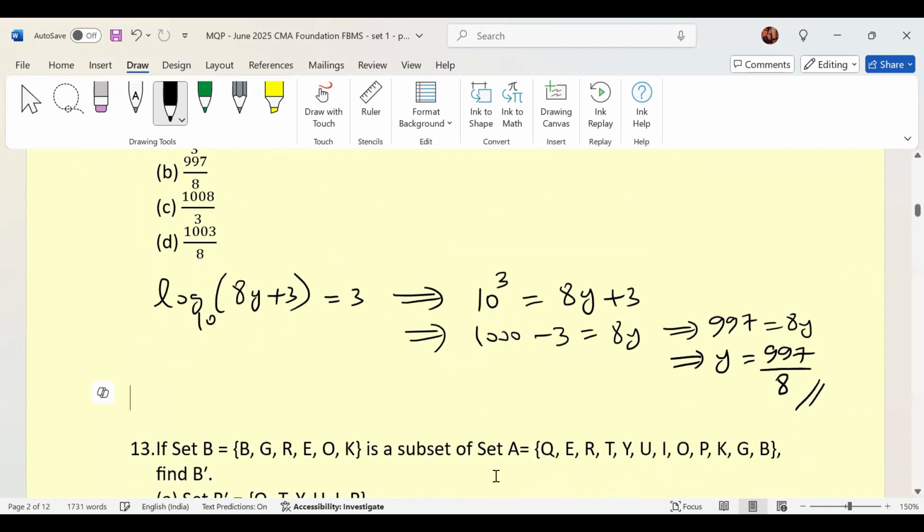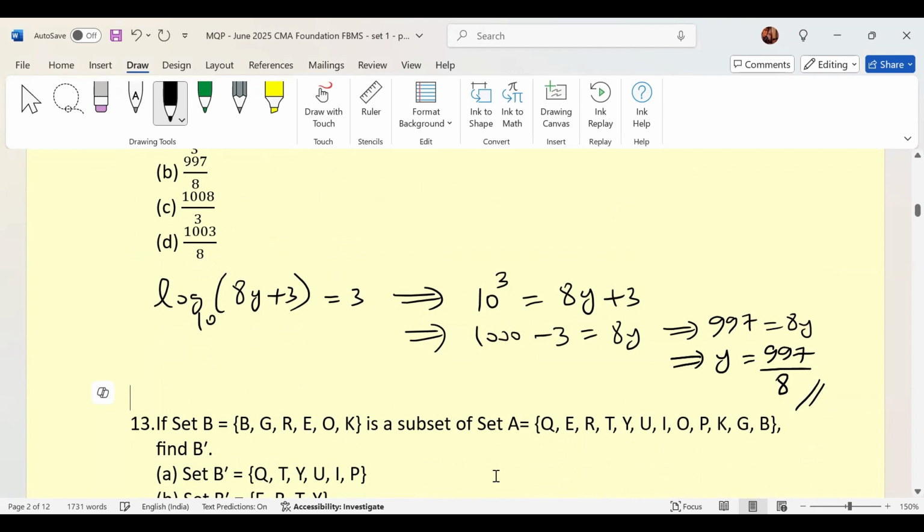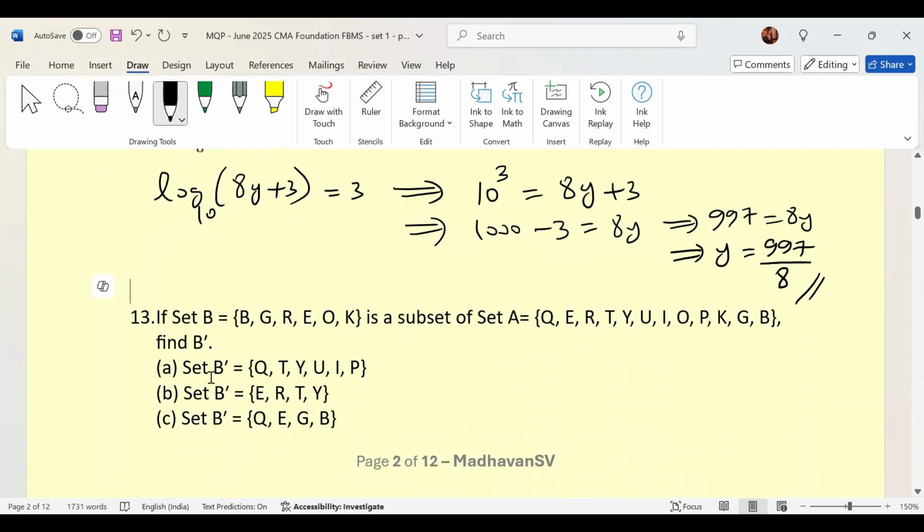Let us move on to the next question. If set B equal to B, G, R, E, O, K is a subset of set A, when this is a subset of this, we are assuming this as the universal set. They are asking us to find the complement of B.